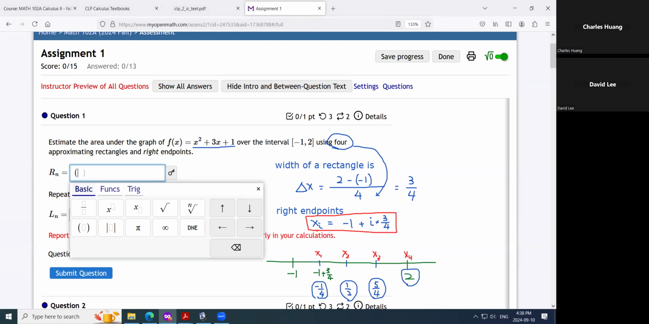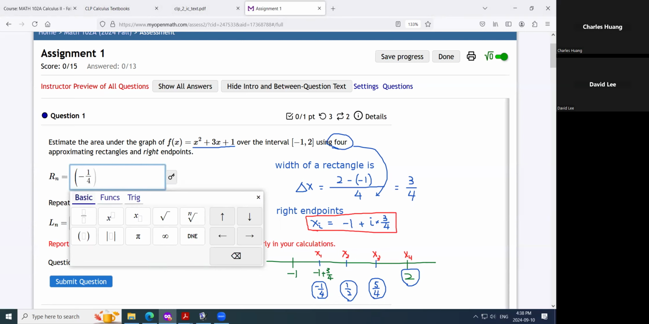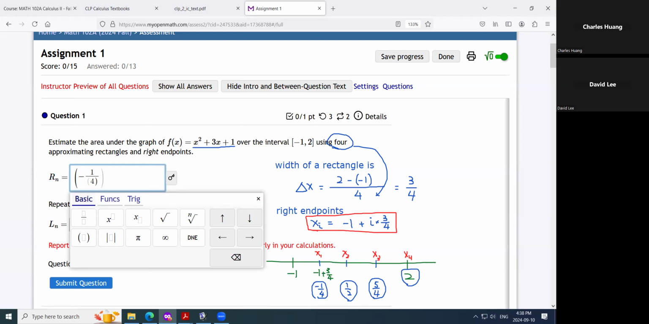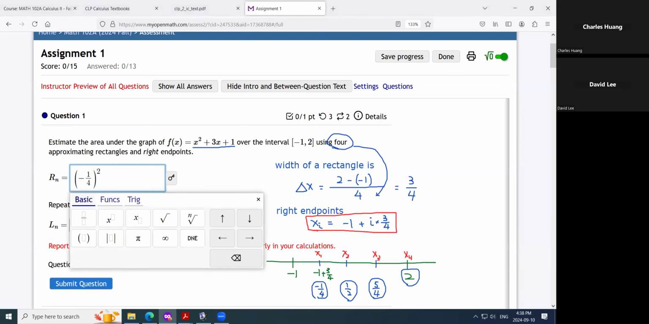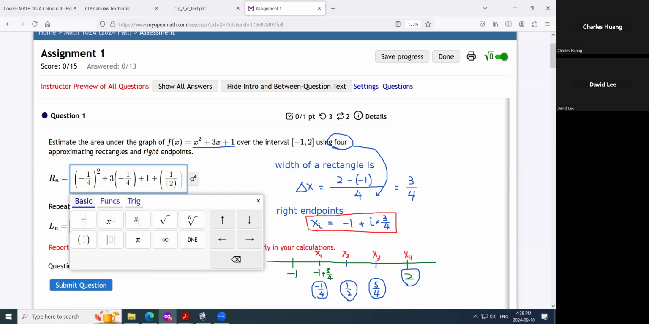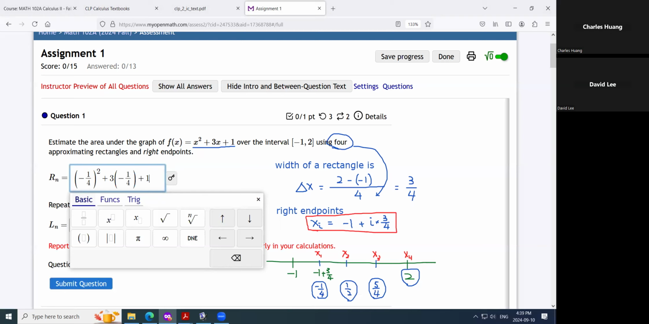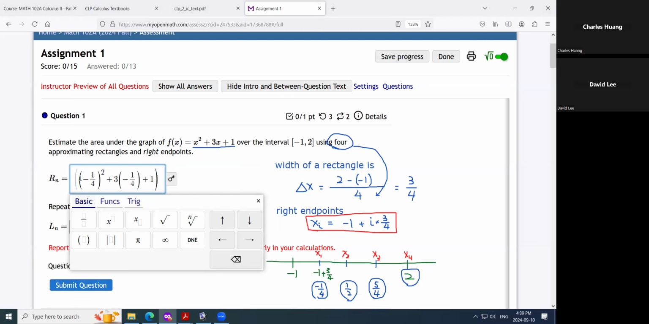Negative 1/4, I'm going to square that, plus 3 times negative 1/4, and then plus 1. Okay, and then we're going to plus 1/2. Oh wait, I need to multiply. Okay, this might be a while. Alright, we might be sitting here for a while.